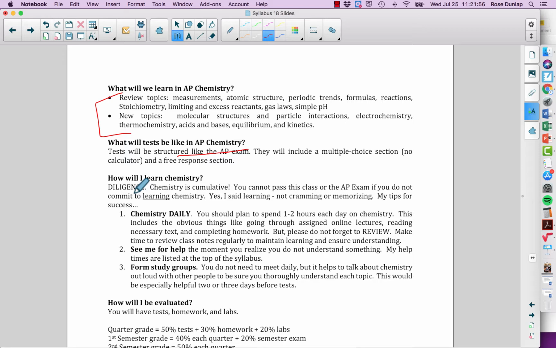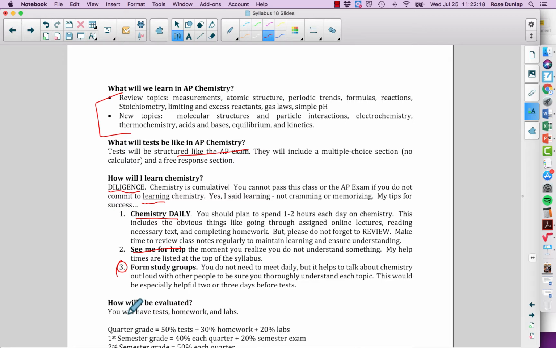Okay, diligence. Again, going back to that, doing chemistry every day and actually learning it as we go, right? Because it's cumulative, so if you don't learn it genuinely, then you're just going to have holes in your understanding as we continue, right? So recommended tips, chemistry daily, see me for help ASAP, and this one, right?